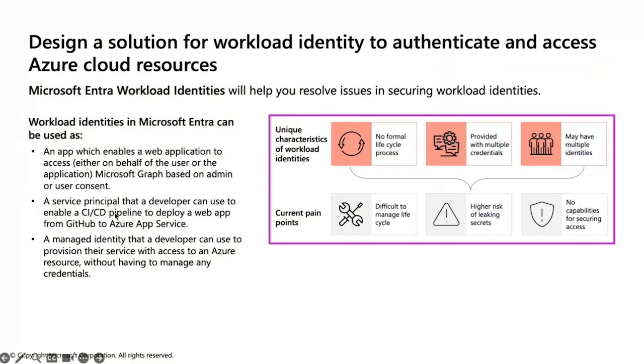Sometimes we create a service principal that a developer can use to enable a CI/CD pipeline to deploy a web app from GitHub to Azure App Service, because we need access to the Azure App Service to deploy the application. So a service principal can be used, and the developer will use that to deploy the services in Azure.